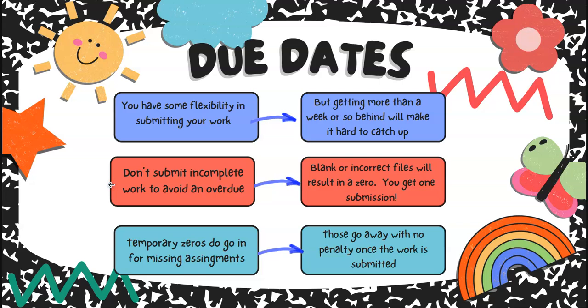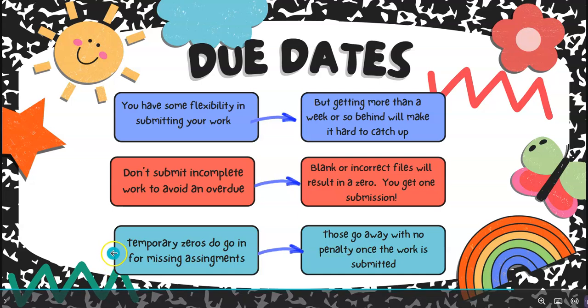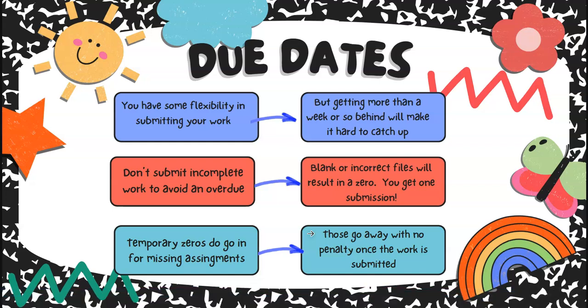When you see a due date and you're not quite there, please don't submit incomplete work, blank work, rubrics, history assignments, just to fill the Dropbox and not have an overdue. If you submit blank or incorrect files, you will receive a 0 because you only get 1 submission in each Dropbox. So if it's a little overdue, a couple of days late, maybe even a week, that's okay. You'll see a temporary 0 go in, but as soon as you submit the work and it's graded, there is no penalty and that 0 goes away. So don't try to avoid overdues by submitting blanks. That just results in a 0.